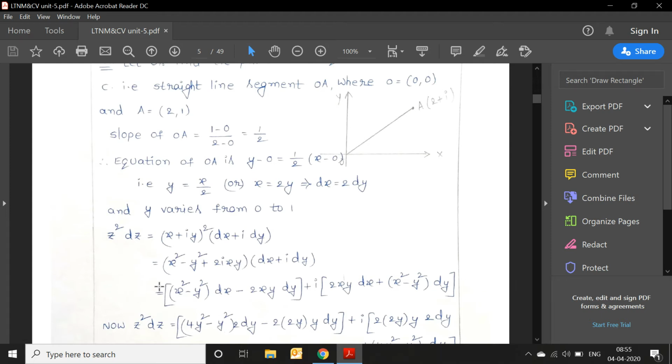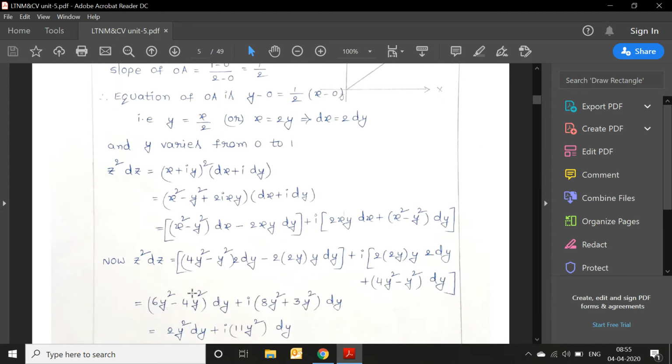All of you know real into imaginary is imaginary, imaginary into real is imaginary. Now real into real is real, imaginary into imaginary is also real. So we are using that, then we can simply multiply and separate the real and imaginary parts. We get z square dz is equal to (x square minus y square) dx minus 2xy dy plus i into (2xy dx plus (x square minus y square) dy).